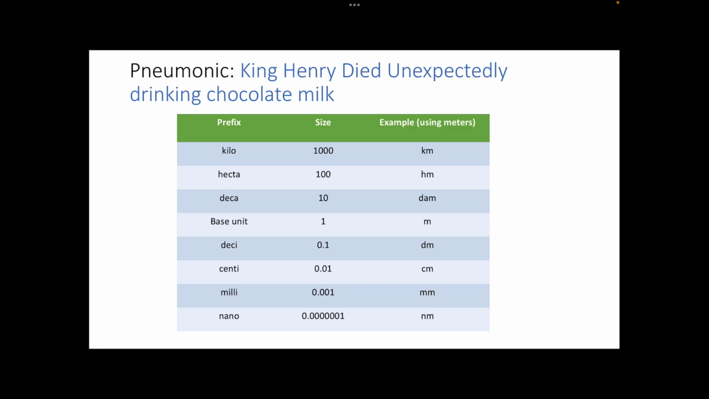Now, to remember, there's a mnemonic. That's just something that helps you remember the order. And this one is King Henry died unexpectedly drinking chocolate milk. So you can see King Henry died unexpectedly, that's our base unit, drinking chocolate milk. And nano, well, we don't use nano quite as much, so that's not included in that.